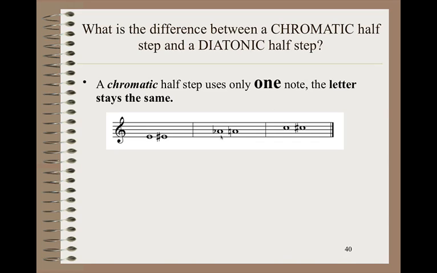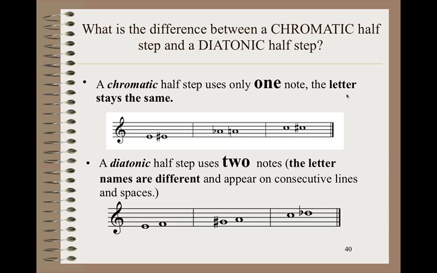Or, for instance, we have an A flat, and if we want to go above the A flat by a half step, we would have again the same letter A, but in this case an A natural. So A flat to an A natural, or a C to a C sharp. Again, the thing to remember about the chromatic half step is that it's the same letter.